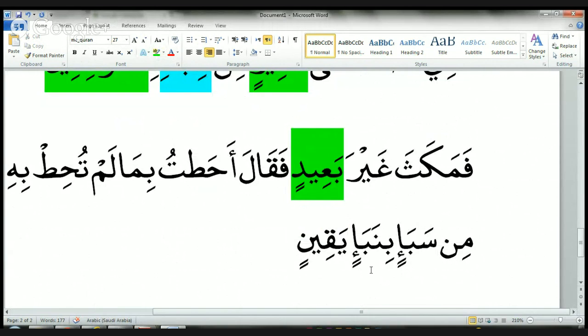فقال أحطت بما لم تحط به من سبأ بنبأ يقين. Which ones are heavy? سبأ is heavy. نبأ is heavy. يقين is heavy.